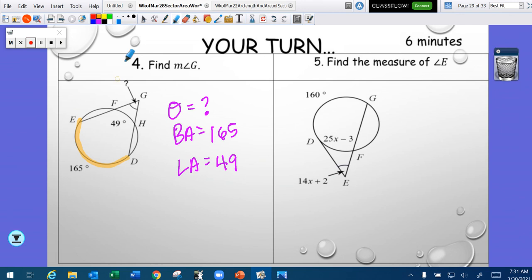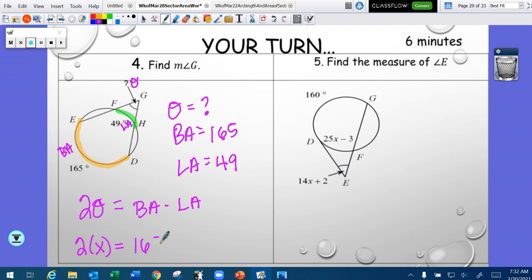This is the big arc, and if you need to label the picture, I'm using short terms, BA and LA. Little arc is right here, and this out here is theta. So since the angle is outside the circle, 2 theta equals big arc minus little arc. So 2 times theta, I don't know, so I'm going to call it x, equals big arc, 165, minus the little arc, which is 49.